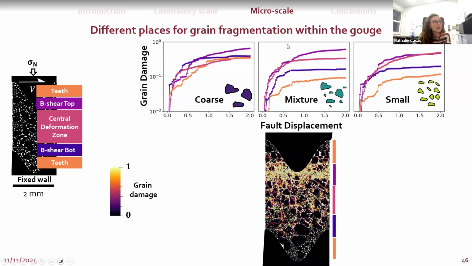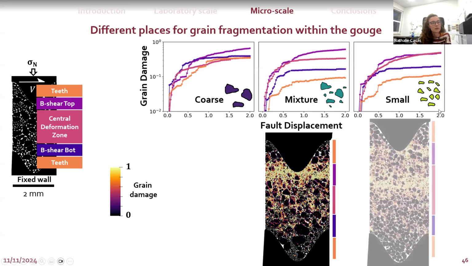What we can also see is that most of the fragmentation is happening within the first part, the first millimeter of shearing. So after this millimeter, part of the gouge is stabilizing. As you saw in the video, this part is first a lot fragmented, and then we have a constant evolution of damage and everything is stopped. But the damage within the boundary shear at the top is still increasing. So it means that we still have fragmentation happening here.